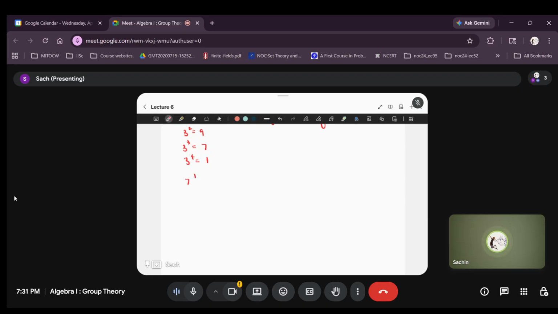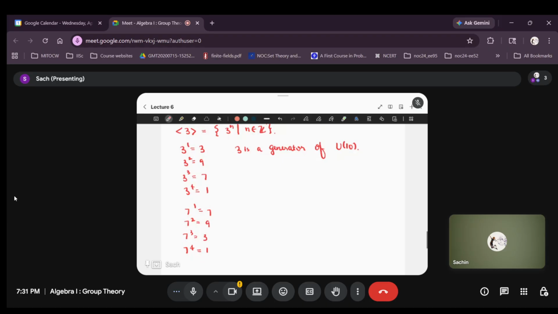And 7 power 7 is also the same. 7 power 1 is 7, 7 square is 9, 7 cube is 3, 7 power 4 is 1. What about 9? 9 power 1 is 9, 9 square is 1. And 9 inverse is 9 itself. So the subgroup generated by 9 is simply 1 and 9.